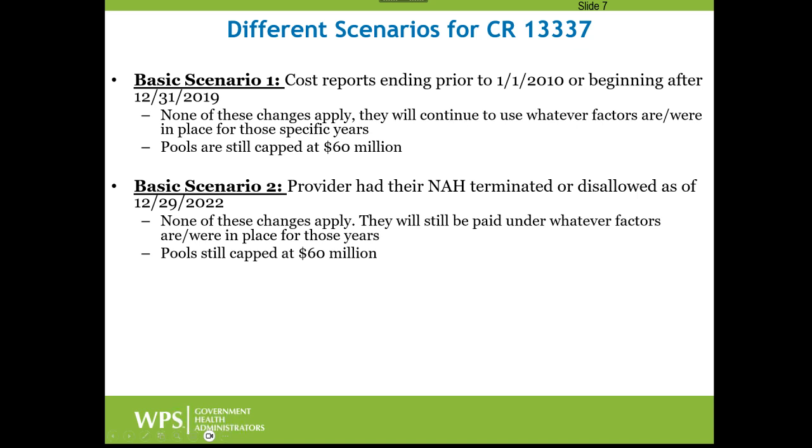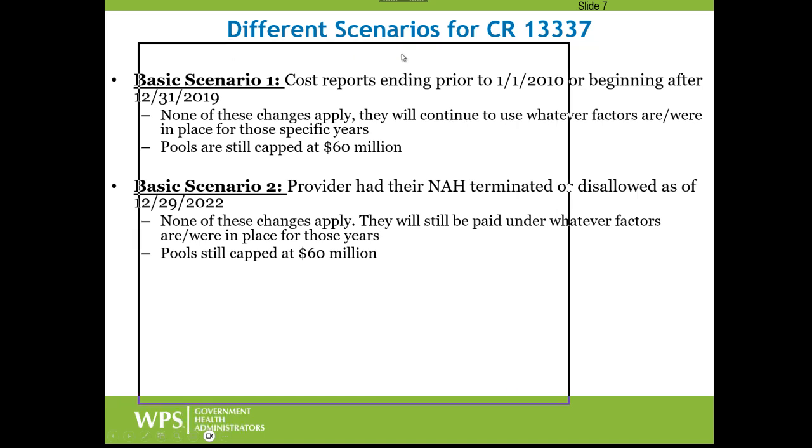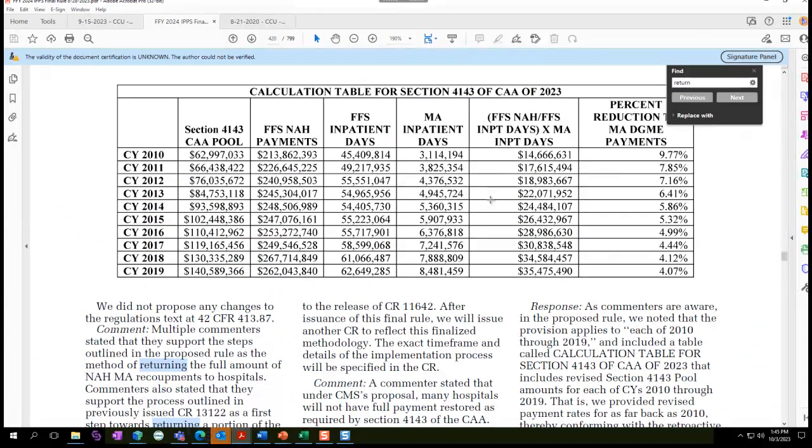Oh, and by the way, before I do that, let's walk through the final rule. First of all, here is the table that I'm referring to. Notice that the pool numbers are no longer capped. They go all the way up to 140 million. They're all above 60 million by the time you get to 2010. These other factors, these national nursing and allied health factors and managed care factors, are the exact same as what you would have found in CR 11642, as well as the last couple of CRs that were issued for the new updates.